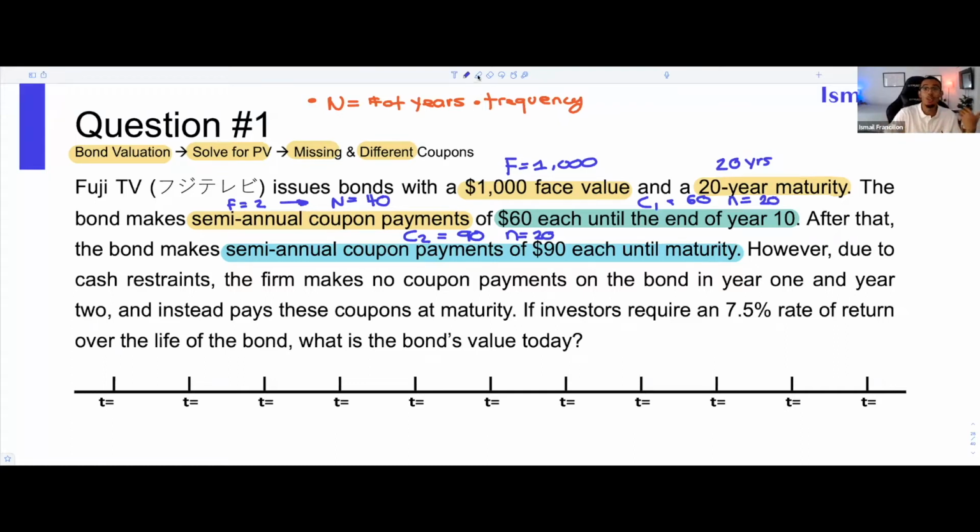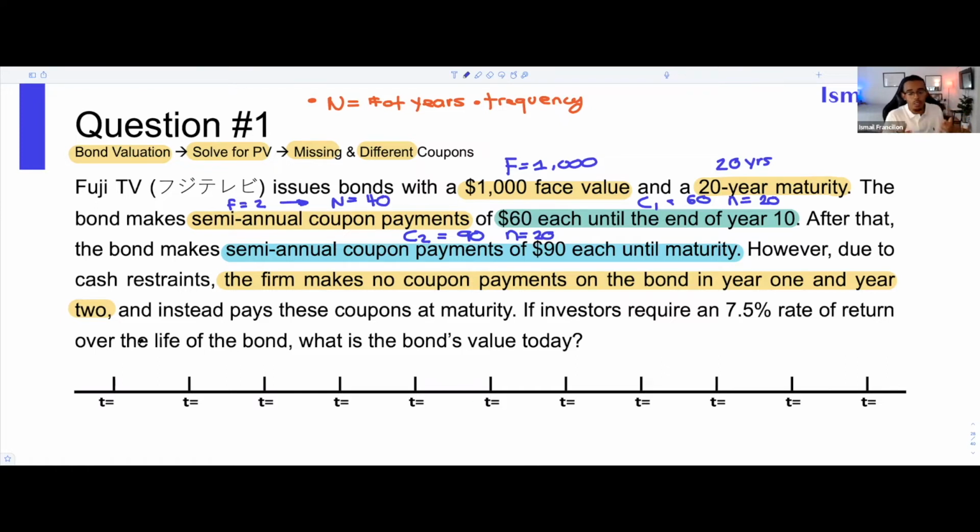However, this question has another portion to it, and it's telling you that due to cash constraints, the firm will make no coupon payments on the bond in year 1 and year 2. So what the heck does that mean? If you see this on an exam, what should that say to you? Well, it simply says that for the first 2 years, the bond will make 0 payments. So you will receive 0 coupon payments for the first 2 years.